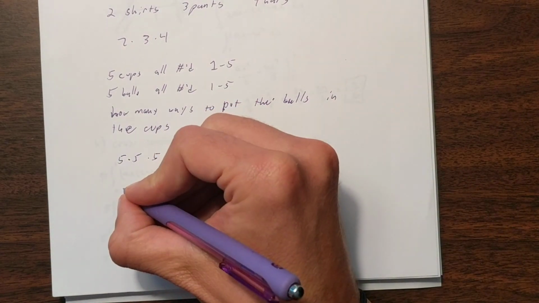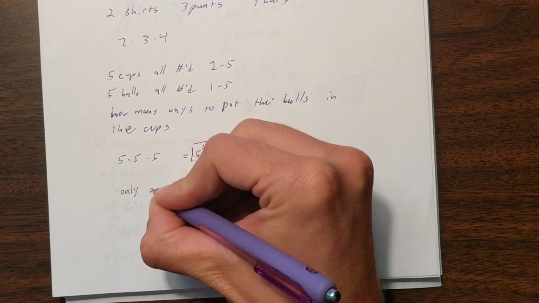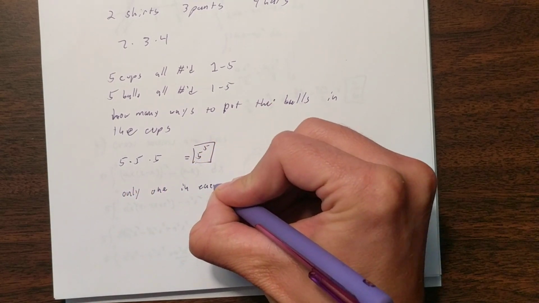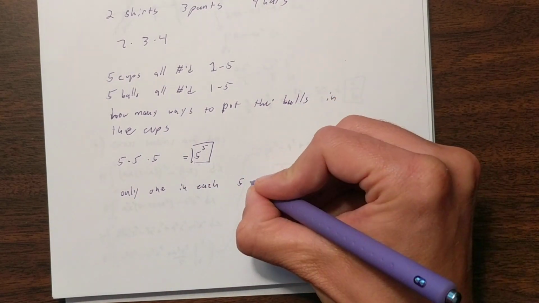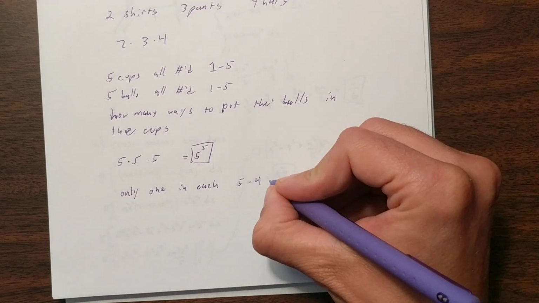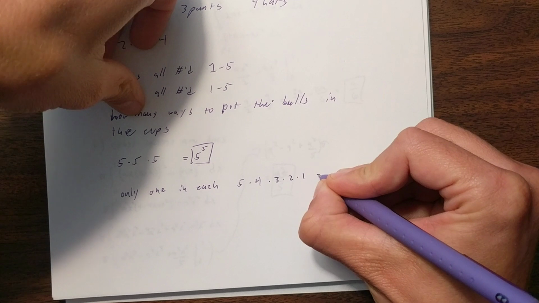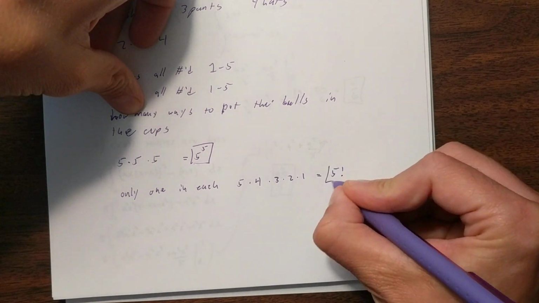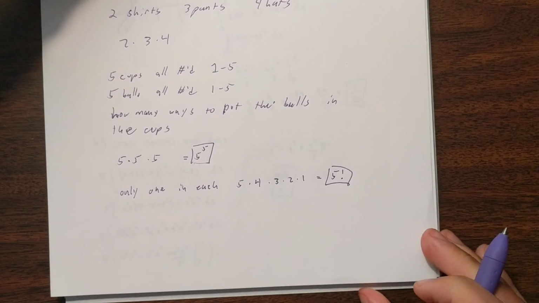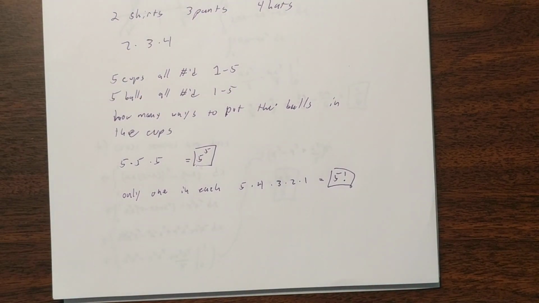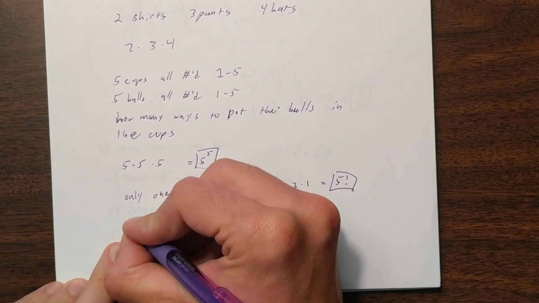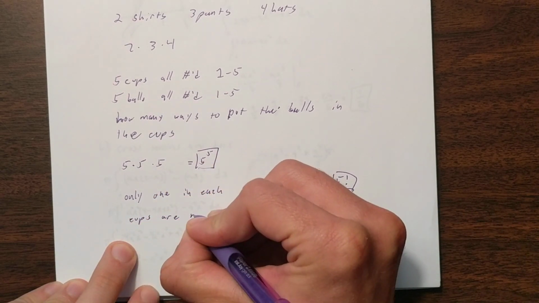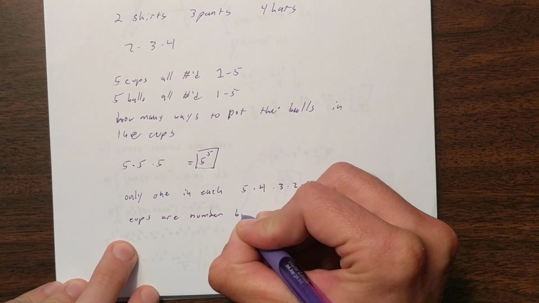Now, what if I said only 1 in each? Well, then I pick up the ball and I have 5 choices. And then I pick up ball number 2, but 1 cup already has a ball in it, so I only have 4. Then 3, then 2, then 1. And so that's 5 factorial, right? Nice. So that was fairly simple, right? Very easy. But now we can get way harder. And we can say, okay, look, what if the cups are numbered, but the balls aren't?